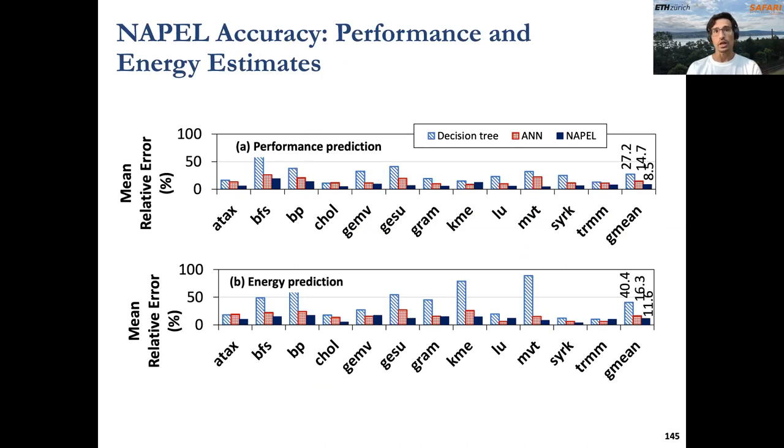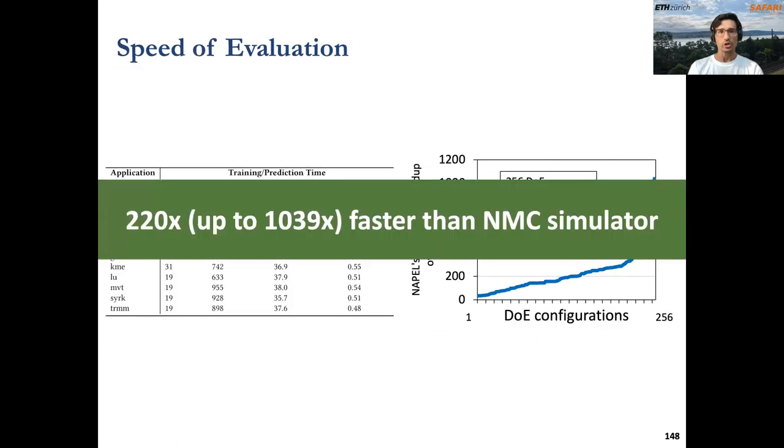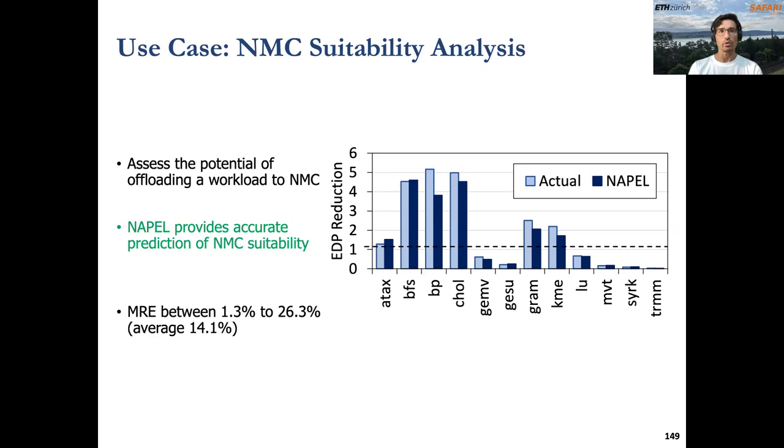And here you can see the NAPEL accuracy in terms of performance and energy estimates. We compared NAPEL to an artificial neural network and also a decision tree, and as you can see, it is much more accurate than the other techniques. The mean relative error is only 8.5 and 11.6 percent for performance and energy. Also, it is much faster than an NMC simulator, up to 1,039 times faster. We also performed a suitability analysis as a use case in this paper, where we observed that NAPEL was able to predict PIM suitability very efficiently and very accurately, as you can see in this plot.